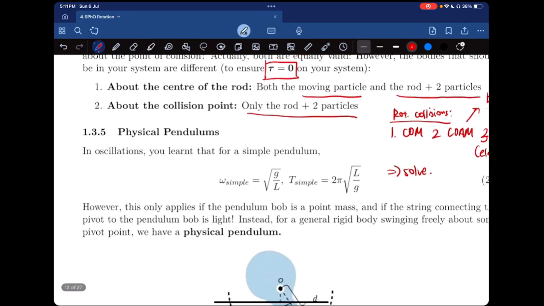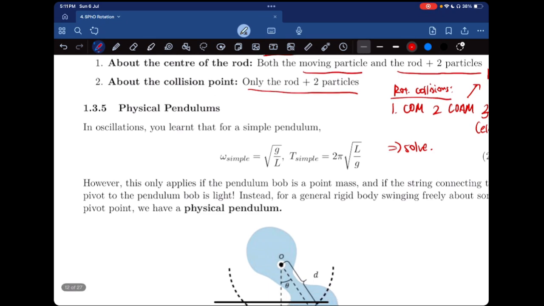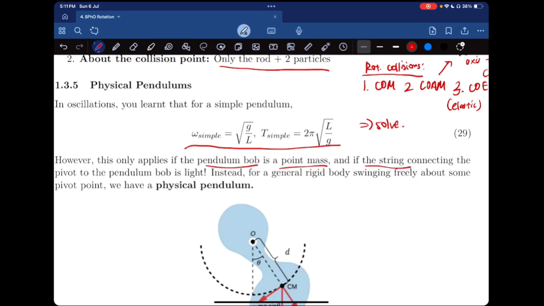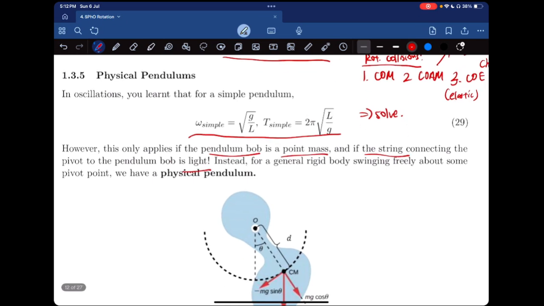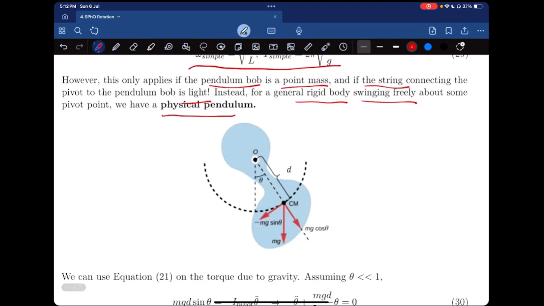Now we'll move on to another type of rotation, which is physical pendulums. Now this kind of combines with oscillations. Because for oscillations, you learned that for a simple pendulum, these are true. But the assumptions that you make here are that the pendulum bob is a point mass, the string is light, and so on and so forth. But this breaks down in real life because nowhere can you find a point mass bob and a completely light string, right? So instead, if you have a general rigid body that swings freely about some pivot point, you have made a physical pendulum. And the picture here shows a physical pendulum as well.